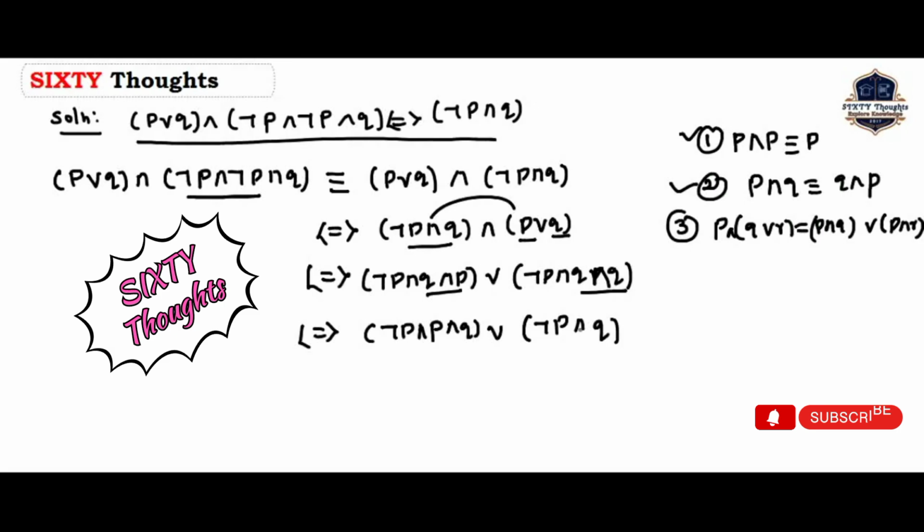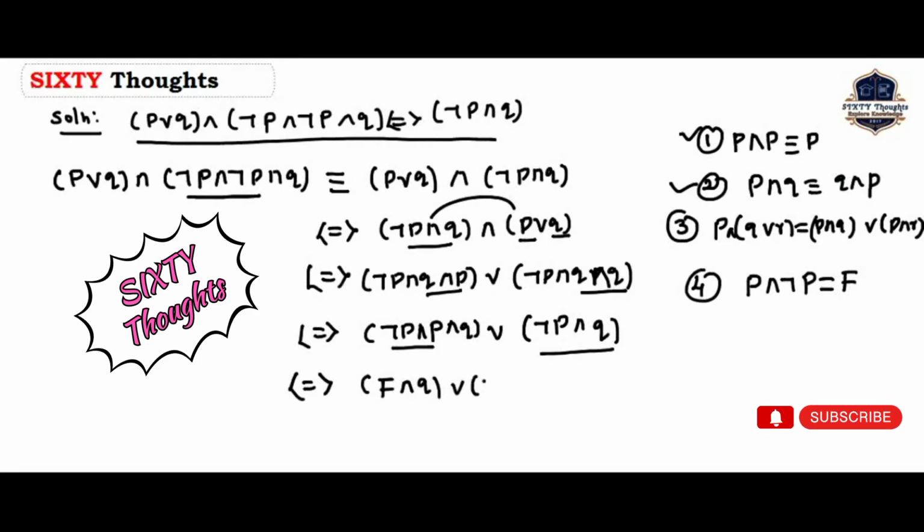So what is our answer? We need to prove only this term. We are going to simplify the first term. Once we simplify this, then we get the final answer. So how to simplify the term? We know one property, the fourth property, the inverse law. What is the inverse property? ¬P ∧ P is equal to false. So here we get false ∧ Q, or ¬P ∧ Q.